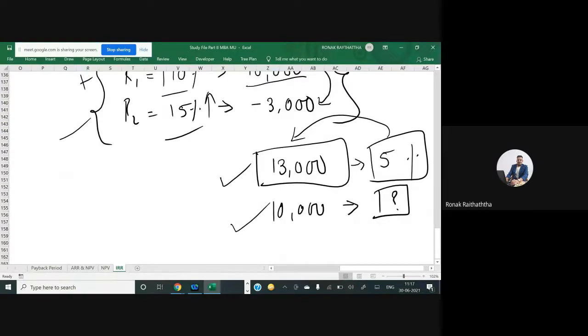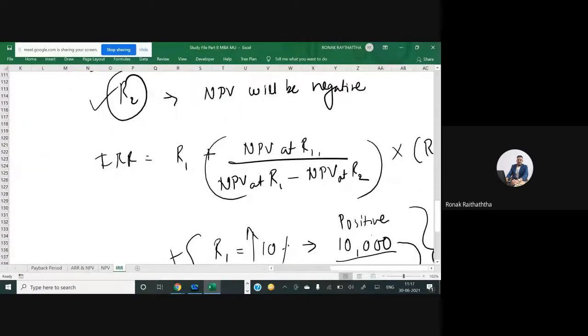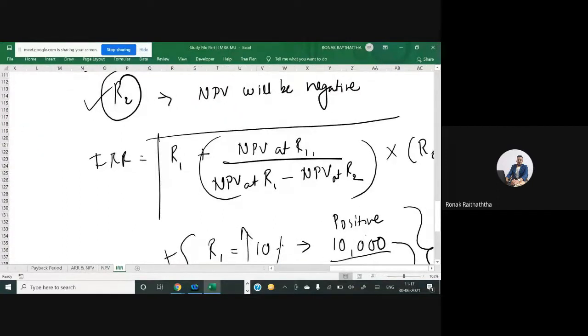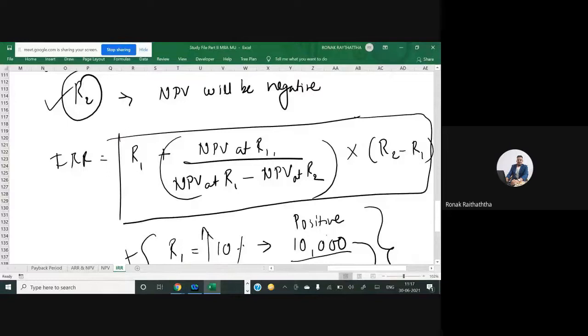Then I can reach to NPV of 0. Then how much change should be there in my rate of return? So if you do like this, then you will reach to this formula. So in a shortcut way, you may directly start using this formula. So that will be your internal rate of return.